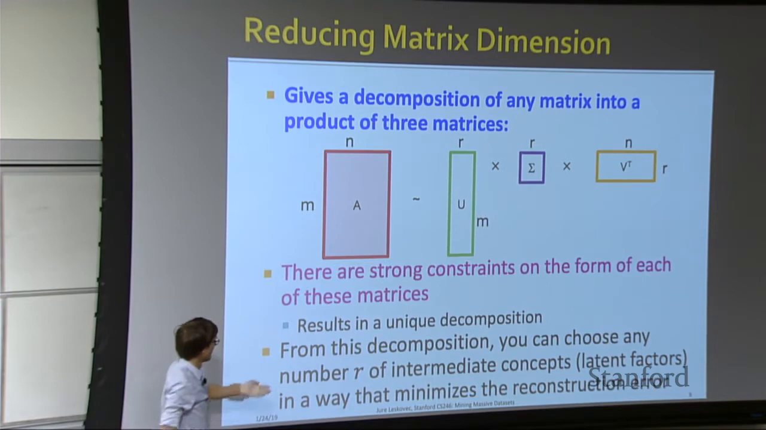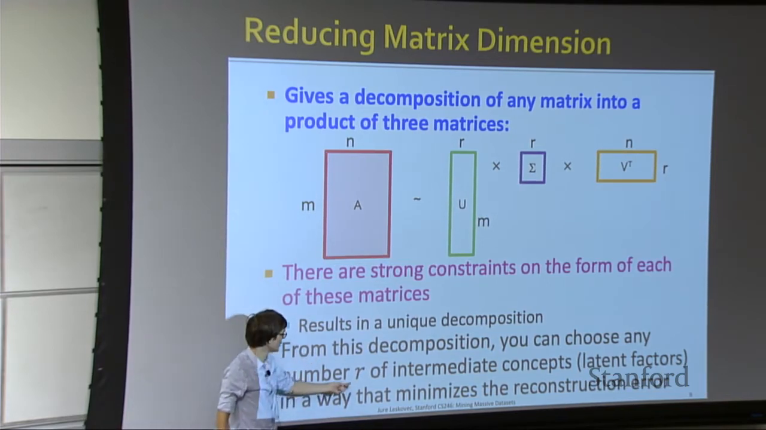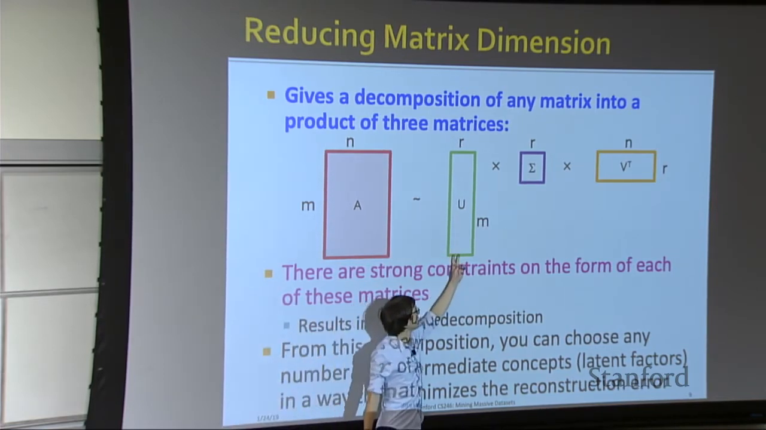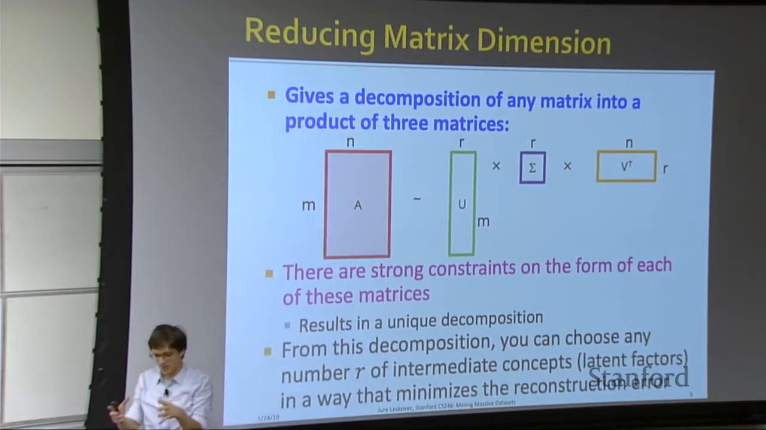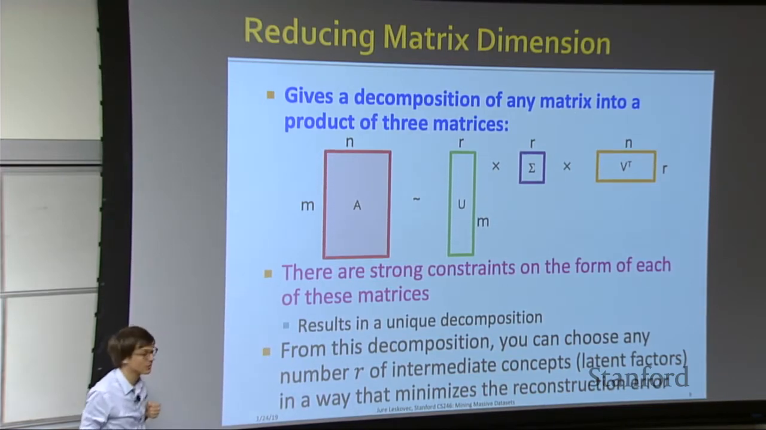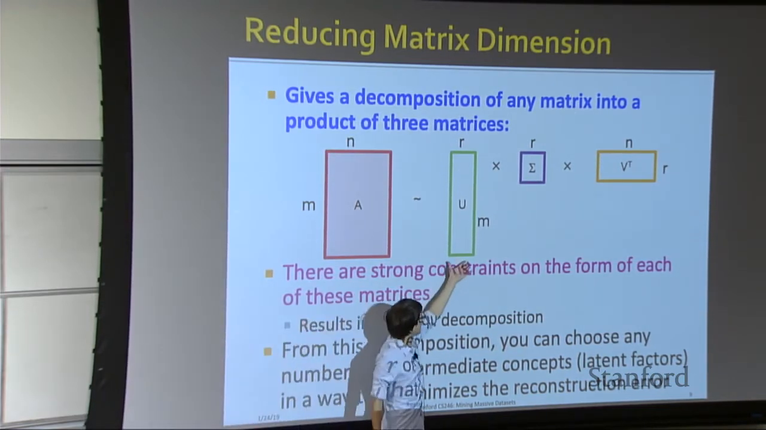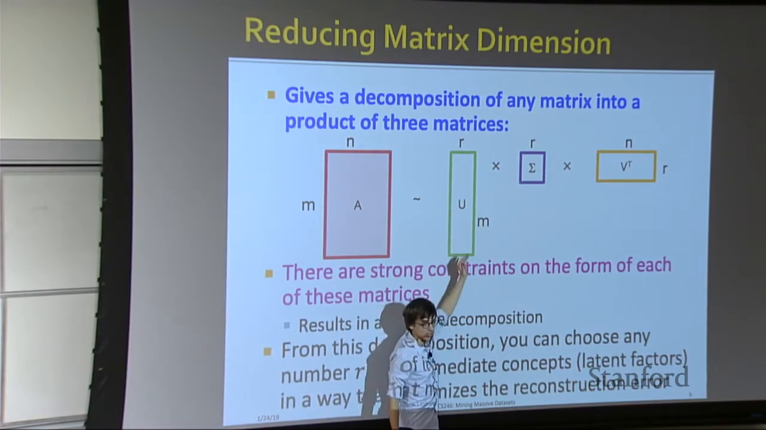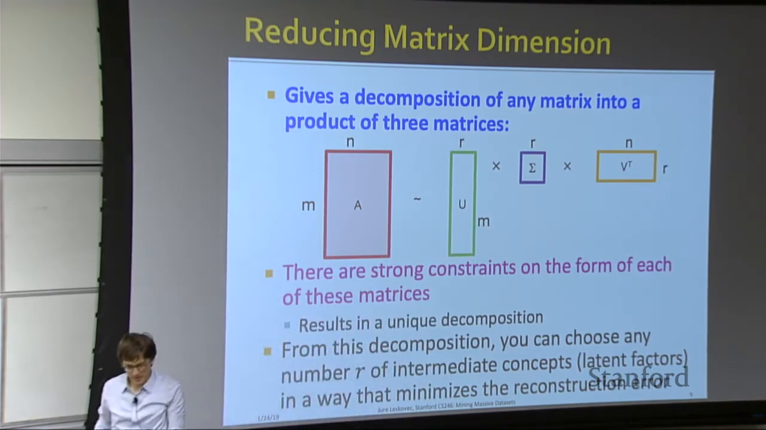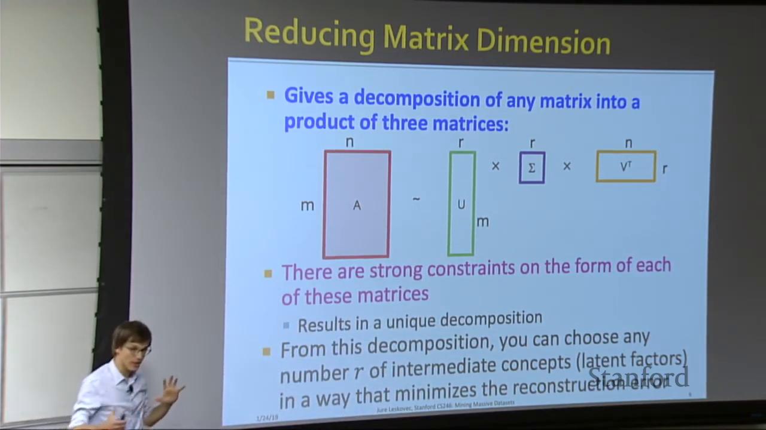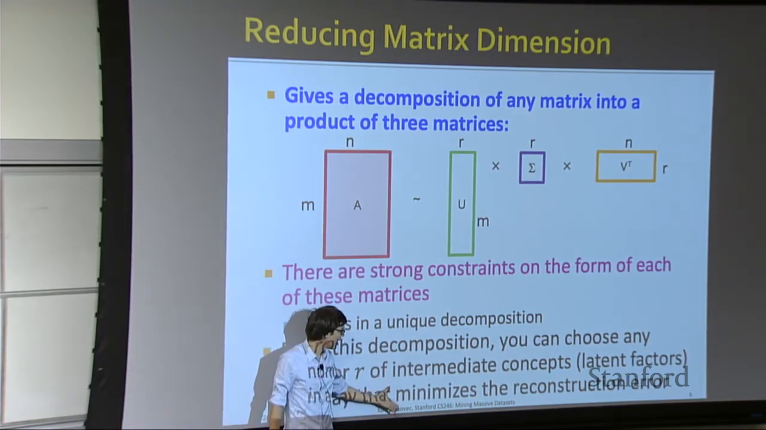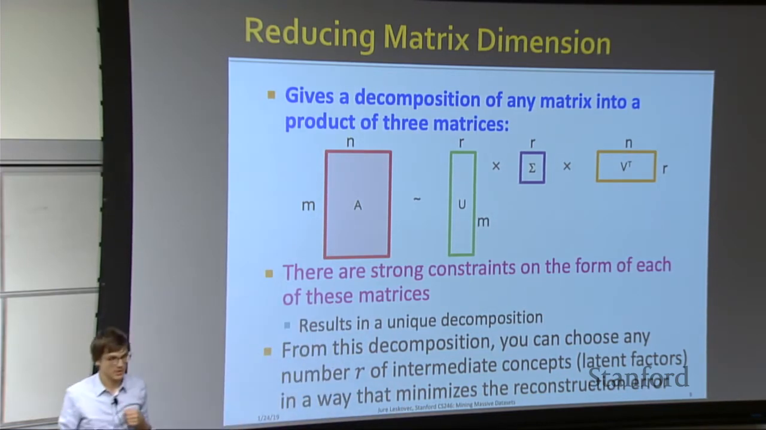transpose. And from this decomposition, we can choose R to be whatever we want, right? So with this R, we choose how many dimensions we want to reduce our representation to. If I take matrix A and fully decompose it, then R would be the rank of the matrix. But I could also choose R to be less than the rank of the matrix, and this way do the dimensionality reduction. SVD does it in a way that minimizes the reconstruction error. And I will explain what minimizing reconstruction error means.